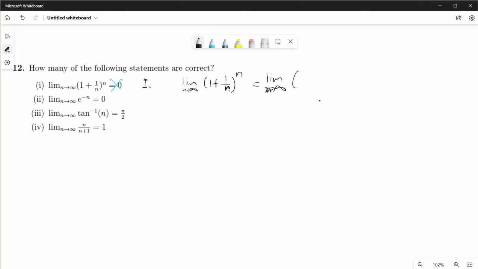But we can go through and maybe work some algebra and see if we can come up with something else. So I'm going to combine these fractions. That was just 1 over 1, so it's n over n, and I'll have n plus 1 over n to the nth power.